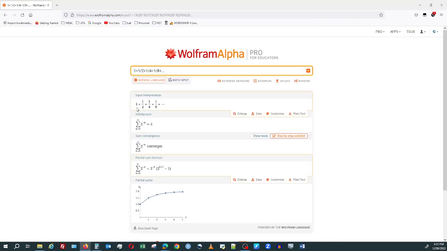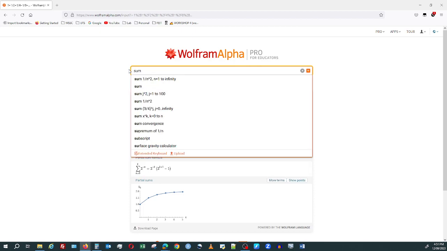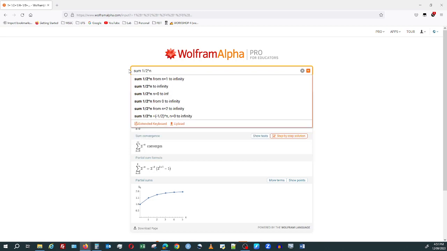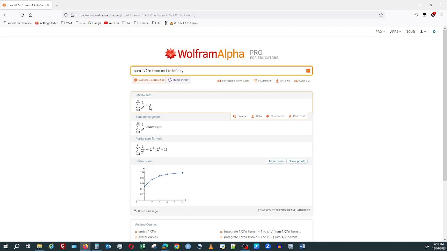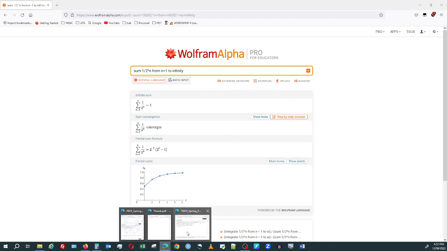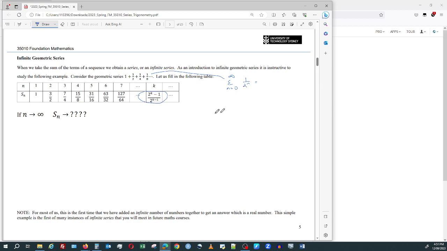So if we do that in Wolfram, we can kind of put this all in reverse. And we can say sum 1 divided by 2 to the power n from 1 to infinity. Yeah, I'll pick that one, it's the same one. Okay, so it's converging to 1, and it's given us the same partial sum formula. See that? So this is a really interesting idea of how to develop this.